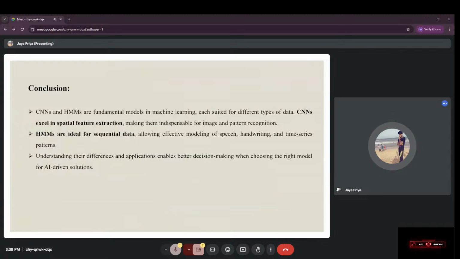Finally, the conclusion. Convolutional neural networks and Hidden Markov Models are fundamental models in machine learning, each suited for different types of data. CNNs are excellent at spatial feature extraction, making them ideal for image and pattern recognition. Hidden Markov Models are ideal for sequential data, allowing effective modeling of speech, handwriting, and time series patterns. Understanding the differences and applications enables better decision making when choosing the right model for AI-driven solutions.